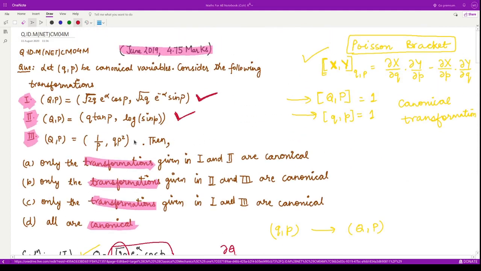So here all these three transformations are canonical, therefore we say option D is the right option.